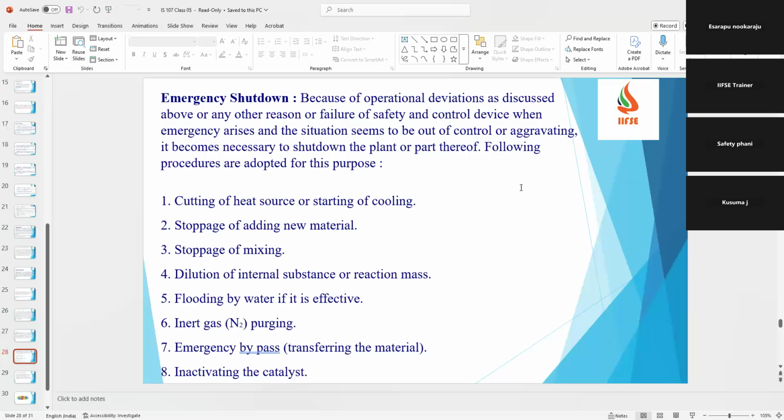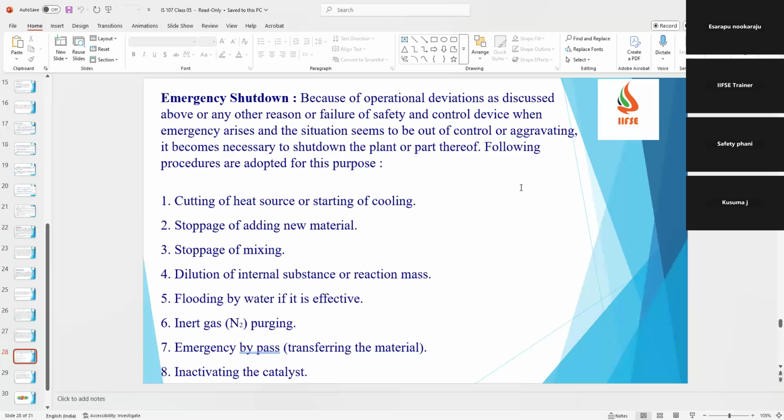Then dilution of internal substances or reaction mass. If it is possible, we can dilute the reaction mass to reduce the concentration of the chemical. Then flooding with water if it is effective. So if it helps to reduce it, you can also mix with water if it is an effective measure. Then inert gas purging. So you can also purge with nitrogen so that we can avoid the formation of a flammable gas mixture within the vessel.